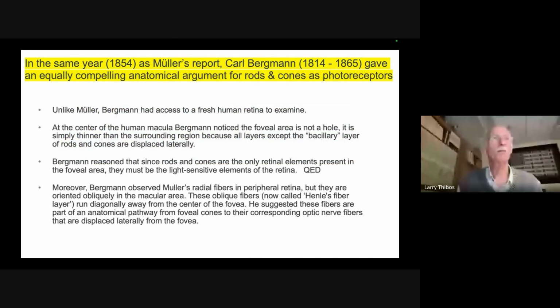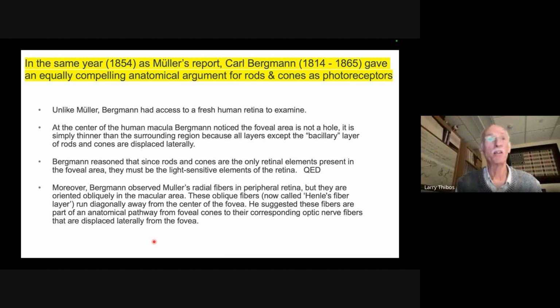In that same year, 1854, Bergmann gave an equally compelling argument based on anatomical grounds. Unlike Müller, Bergmann had access to a French human retina to examine. And at the center of the human macula, Bergmann noticed that the fovea area is not a hole like other people had thought and had stated in their work. He says it's simply thinner than the surrounding regions because all of the layers have vanished except the bacillary layer.